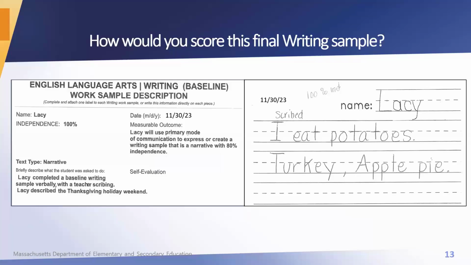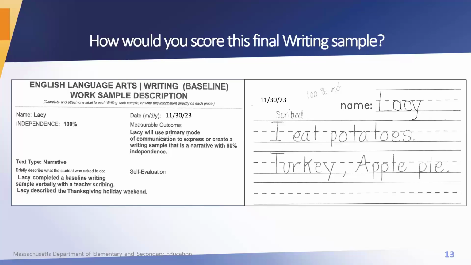So let's try this. I want to see how you would score this final writing sample, even though it's not a final. It says baseline, that's what it is. But I thought it would be a good one that we could use for Lacey to see what you would give it based on our rubric. So Kevin has shared the full page rubric in the chat. So I'll give you a moment to get that.